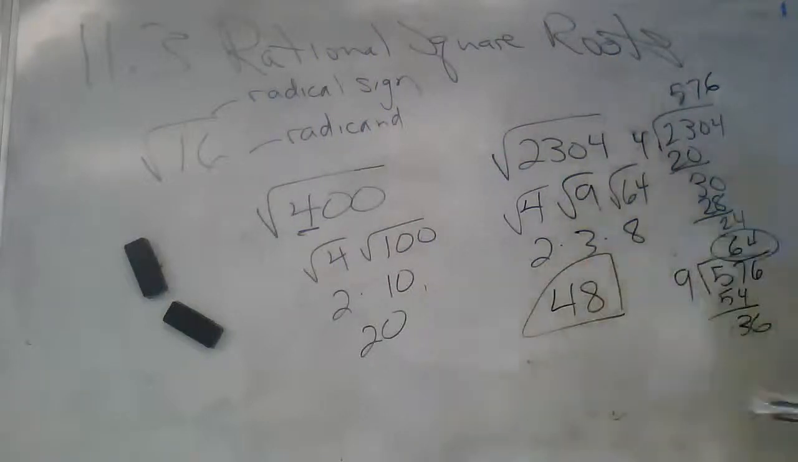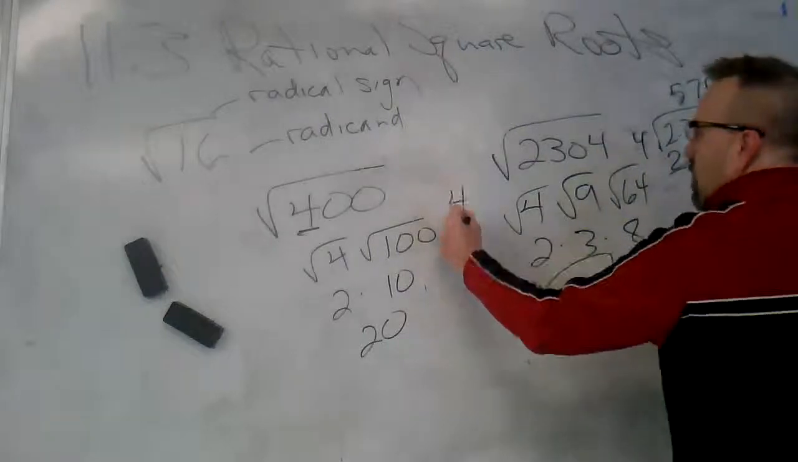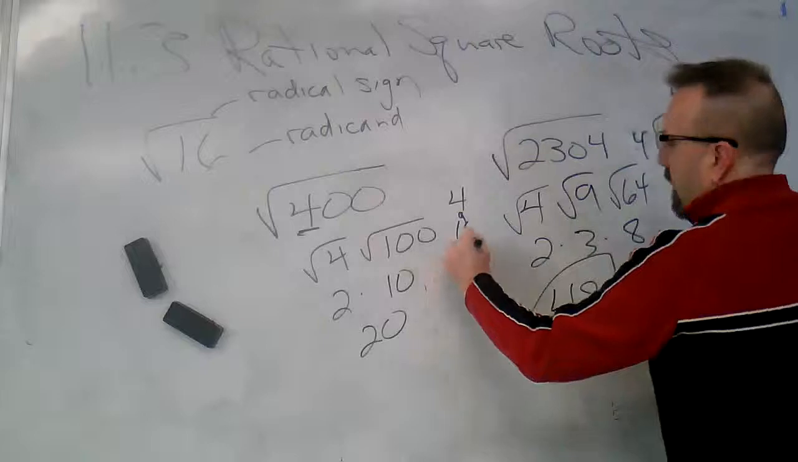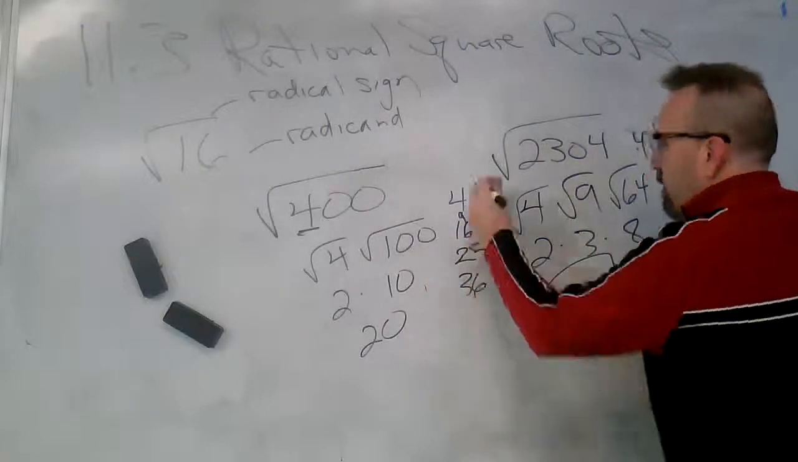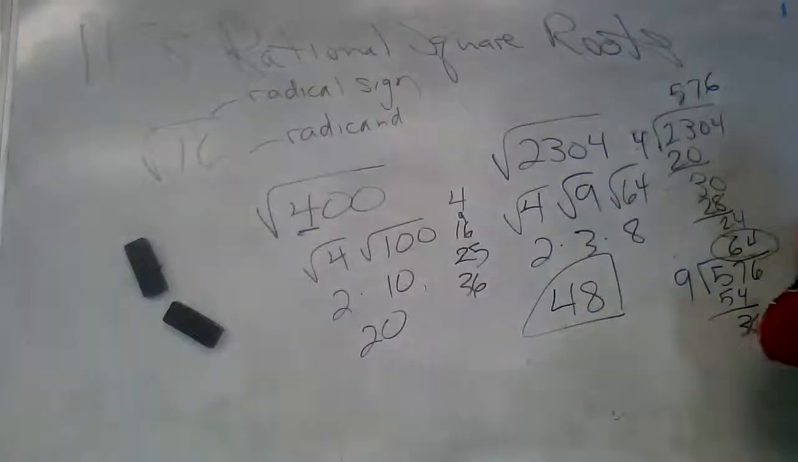So if you don't have a calculator, we can break it down by starting small. That's one way to do it. So you know your squares are 4, 9, 16, 25, 36, 49, 64, and so on. Find one of those that could divide into it.